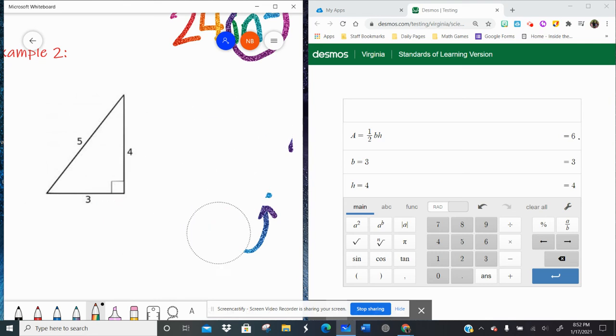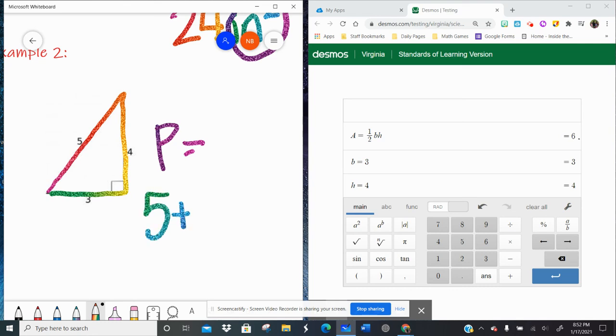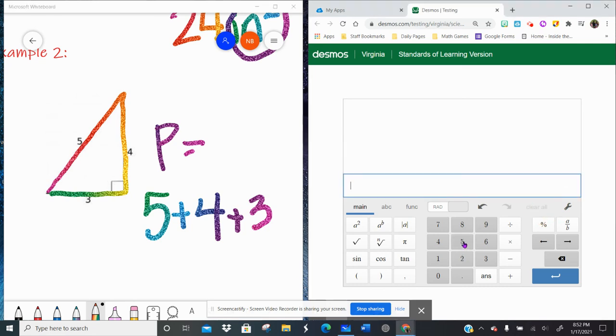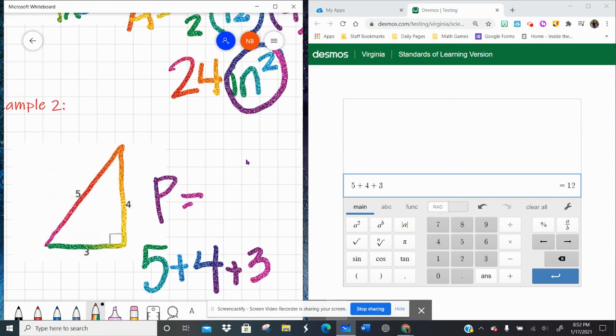And let's just do a real quick perimeter. Remember, perimeter means you're walking around the shape. So we would do 5 plus 4 plus 3, right? Side 1 plus side 2 plus side 3. And there's no shame in typing this into a calculator. 5 plus 4 plus 3. So it would be 12 just feet if this one was in feet.